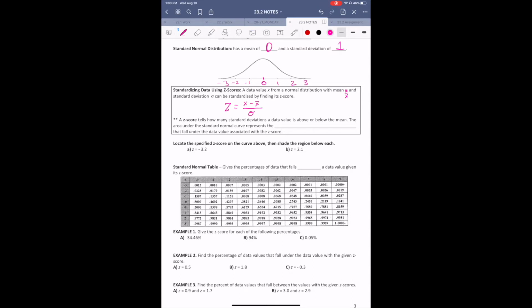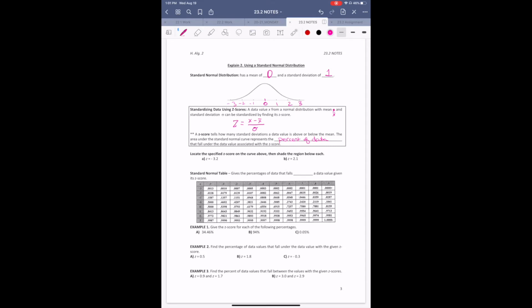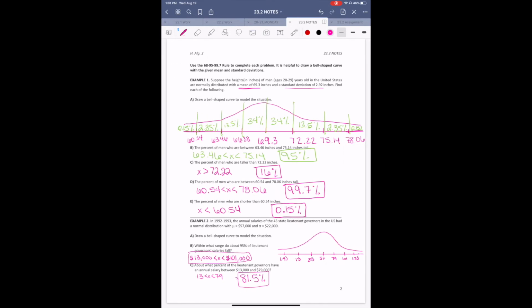So a z-score tells how many standard deviations a data value is above or below the mean. The area under the standard normal curve represents the percent of data that falls under the data value associated with the z-score. So why would we use z-score if we know the empirical rule, which is the 68, 95, 99.7 rule? This is what we learned in the previous lesson.